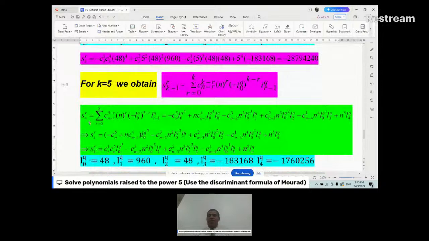Okay, means S4 equals the sum from 0 to 5, because k is 5, of combination n minus r choose 5 minus r, and raised to the power r, times negative L0 for the q raised to the power 5 minus r times L r minus 1 for the q. After developing this, learners, you are going to put r equal 0, then r equal 1, then r equal 2, then r equal 3, then r equal 4, and the last one r equal 5 to get this.